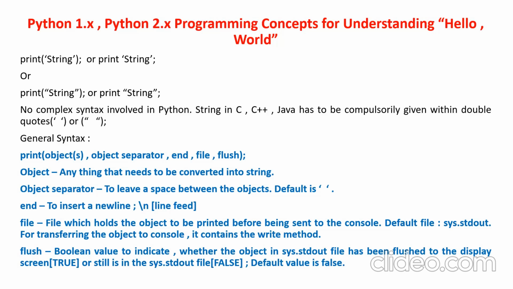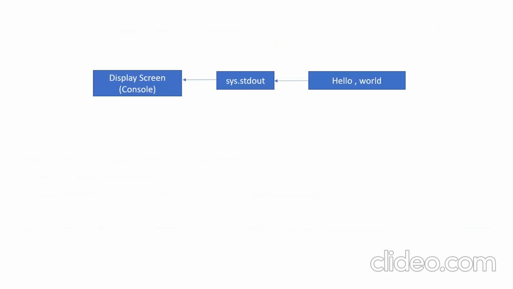What is true? Whether the string present in the sys.stdout file has been transmitted to the display screen. If it has not been transmitted, it is false. So the default value is false here. This is the way the hello world program is displayed on the print screen. Here the sys.stdout file is the major player, acting as an intermediate between the user program and the display screen.